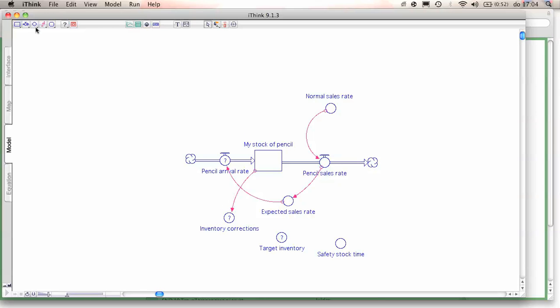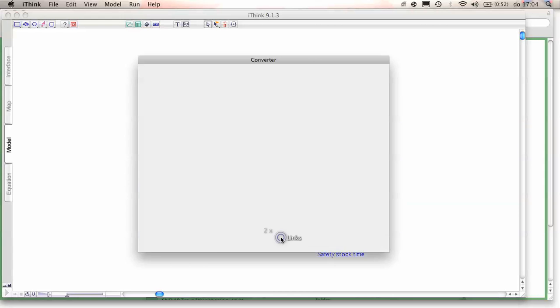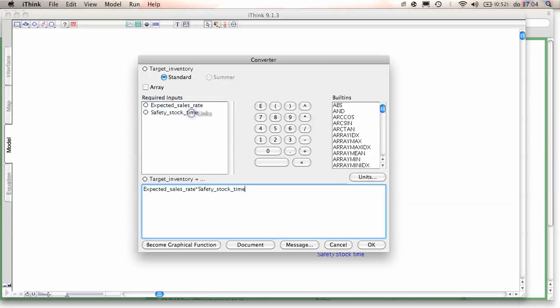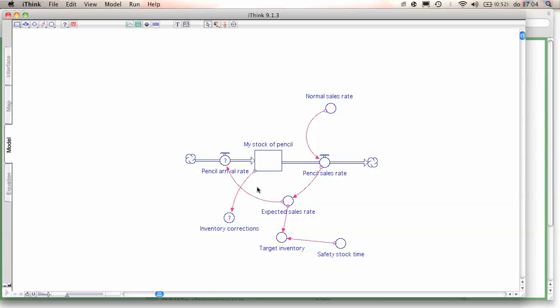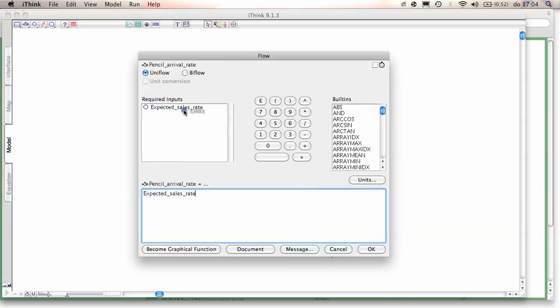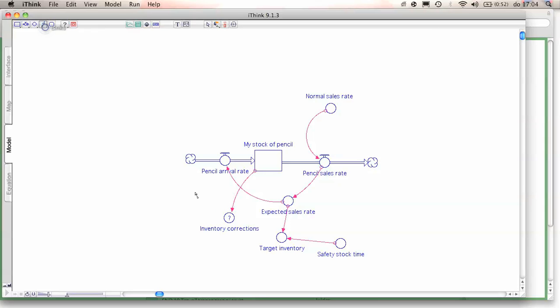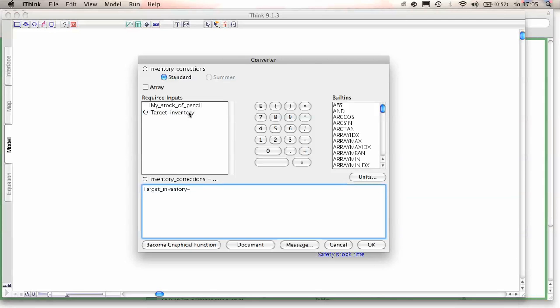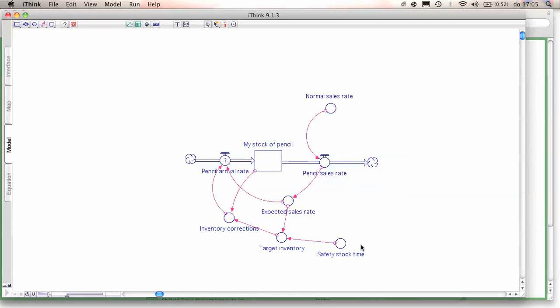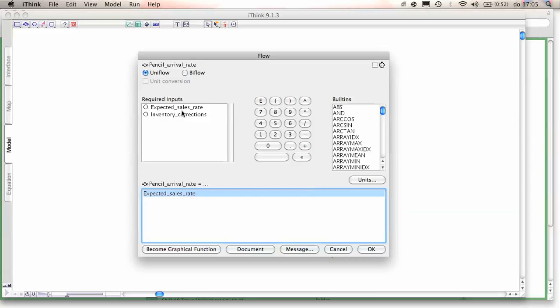And what the target inventory is, we already saw. That's the expected sales rate times the safety stock time. If we have 10 in sales here and 2 days here, that will be 20. Target inventory: expected sales rate times the safety stock time. Pencil arrival rate will be this, but also plus this here. What are those inventory corrections? That's the target inventory minus my stock of pencils. If we would consider doing this not instantaneously, then we would have a time delay here, but for the time being, let's keep it like this. Expected sales rate plus inventory corrections.